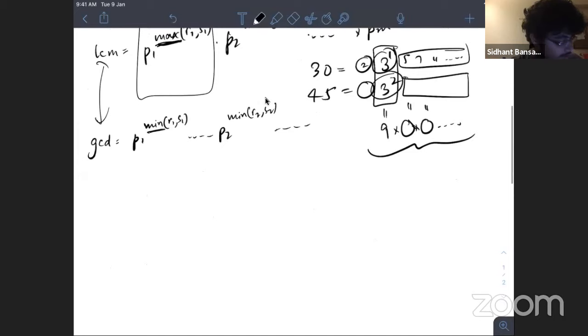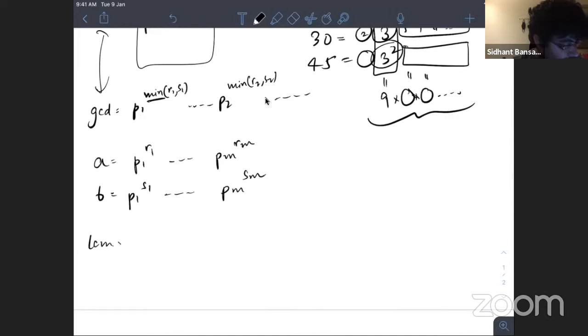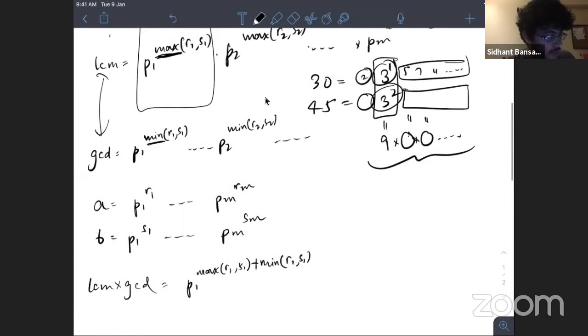And notice, let's say you have A, which is P1 to the R1, dot, dot, dot, PM to the RM. And let's say you have B, which is P1 to the S1 dot dot dot PM to the SM. And we define LCM and GCD like this. What will LCM into GCD be? It will be P1 to the max of R1 comma S1 plus min of R1 comma S1, right? I'm just using the formula above.